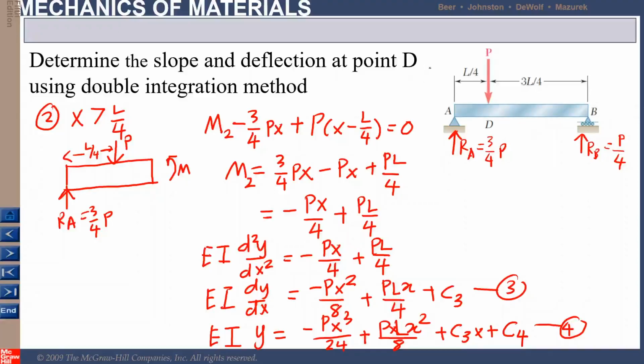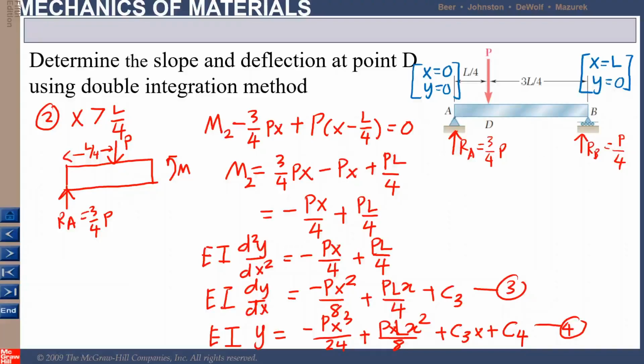We know that for the simply supported beam, at x equal to 0, y is equal to 0. So that is the first boundary condition. The second boundary condition is x equal to L, y equal to 0. Now we need 2 more. The next boundary condition is where they have a similarity.